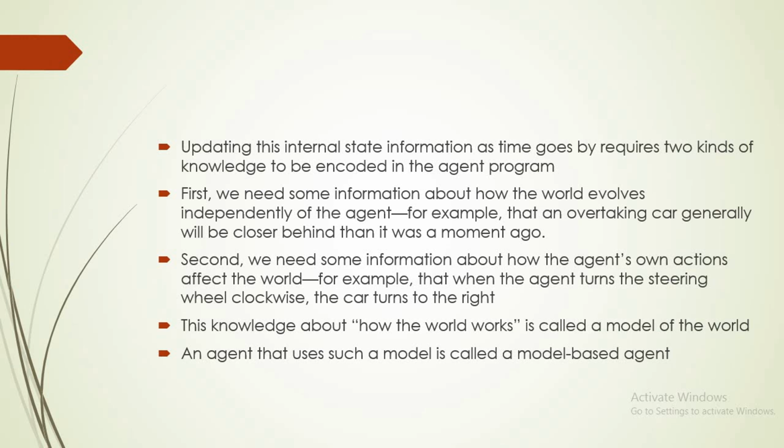This knowledge is called what? The model of the world. So an agent that uses such a model is called what? A model-based agent. You can now see that the main difference from the previous one we discussed, the simpler one, which just looks at the state, is that this one keeps a model of the world, the knowledge about how the world works.